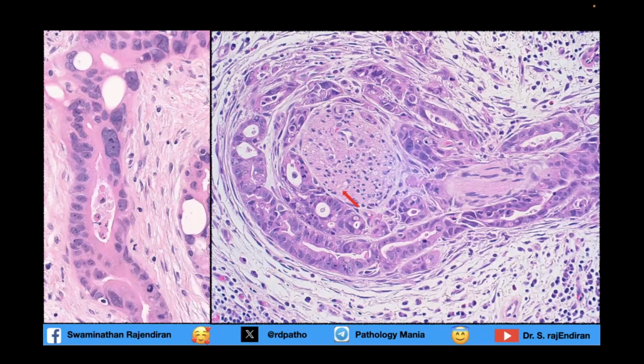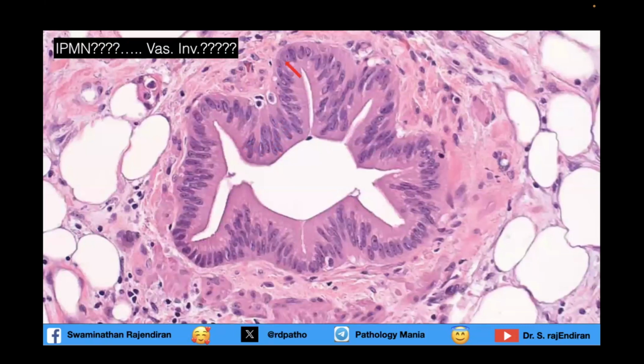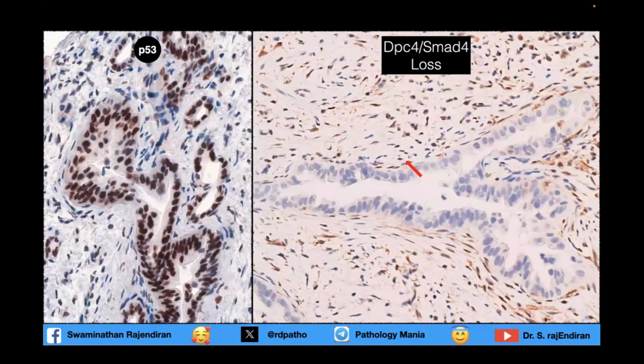Here, nice perineural invasion. Here, we don't know, is it vascular invasion? Is it IPMN? To me, it looks more like a vascular invasion because of tumor cells lining the vascular-like channels. And immunohistochemically, whenever in doubt, you can do P53 and SMAD. P53 will be mutant in pancreatic adenocarcinomas, and there will be loss of DPC4 or SMAD4 in pancreatic carcinoma. The background stromal cells act like an internal built-in control, whereas the pancreatic carcinoma cells will be showing loss of SMAD4.